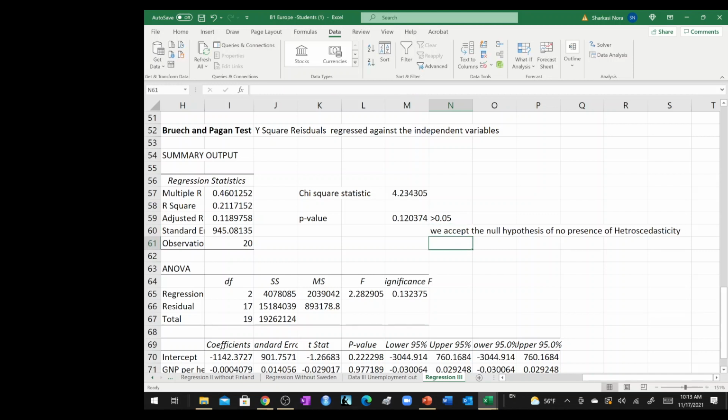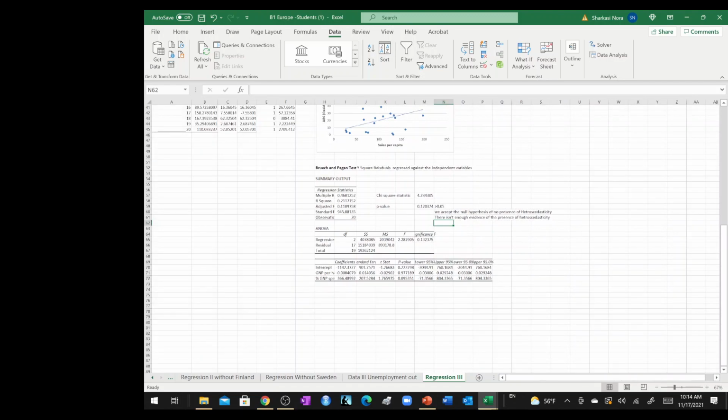Because the null hypothesis is always that there's no heteroscedasticity. So we want to say yes, there's none. If we reject it, this means yes, there is heteroscedasticity. So there isn't enough evidence of the presence of heteroscedasticity. All right. Very good.